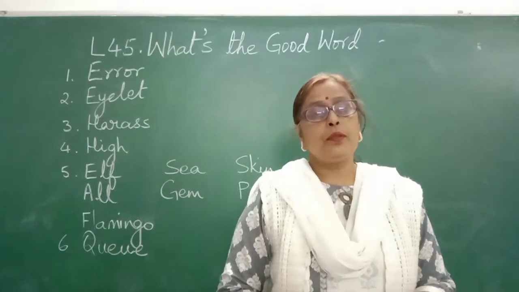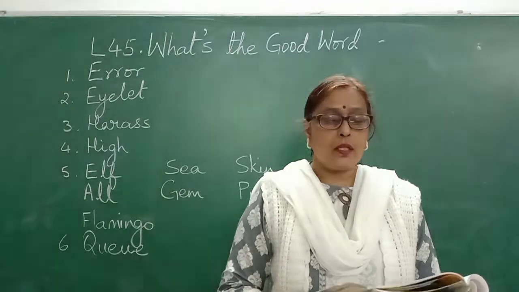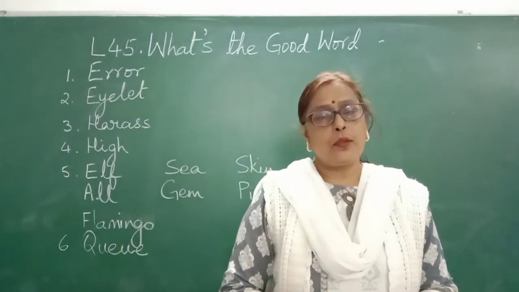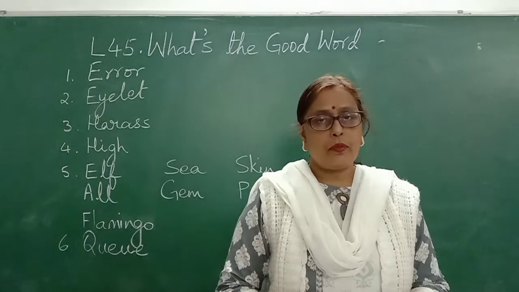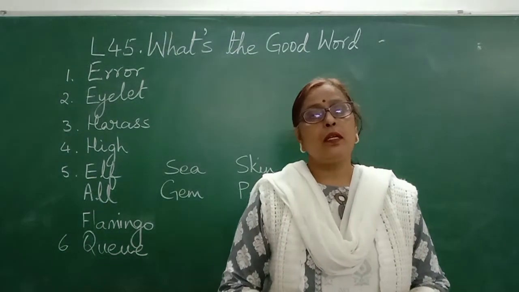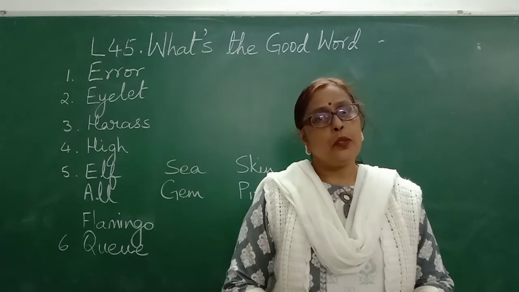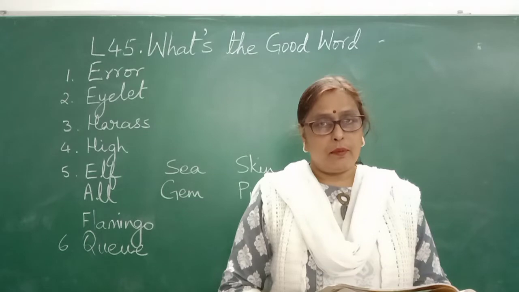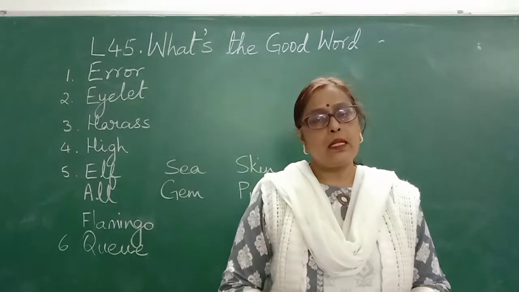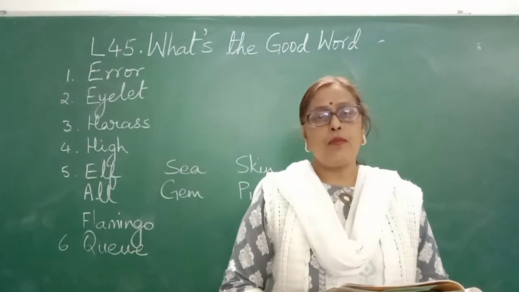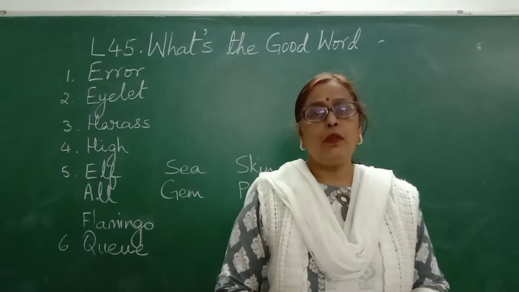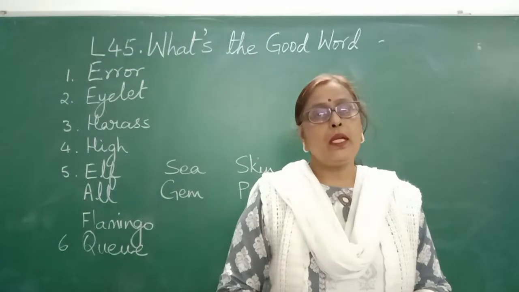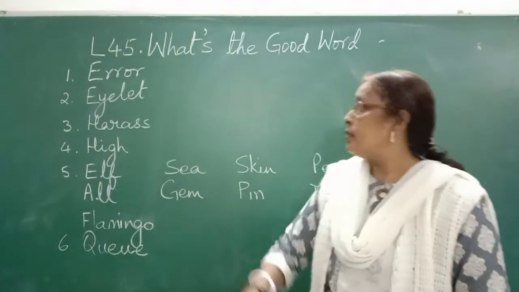Now you have to think of a word which has got five letters. Three are consonants and two are vowels. All of you know, children, vowels are A, E, I, O, U. Three of the letters are the same. In this word, three letters are same. But the two vowels are different. The vowels will be different in this word, but the consonants will be same. Here the answer is error.